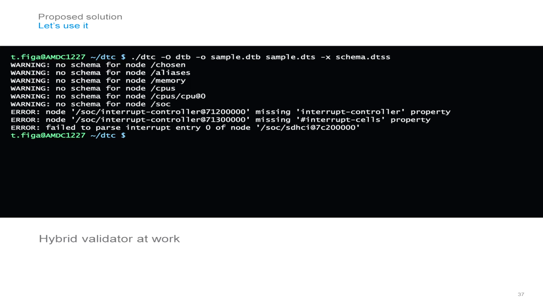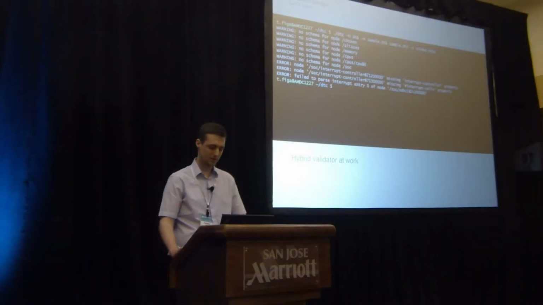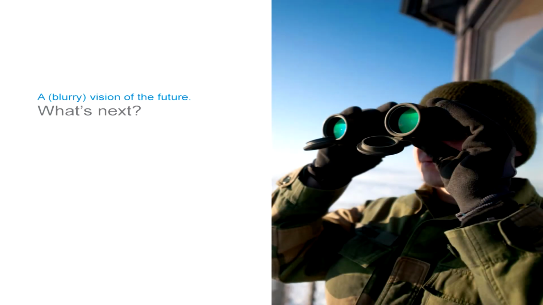and 3 errors telling us that there is no interrupt controller property in first VIC node, and there is no interrupt cells property in second interrupt controller node, and that the parsing code couldn't parse first entry of interrupt property in SDHCI node. So as expected on the first example, there are 3 errors. As you can see, it works. Now, this is what we have right now.